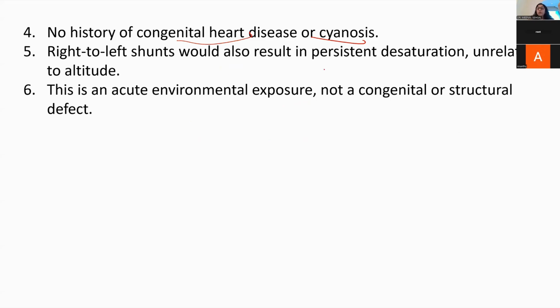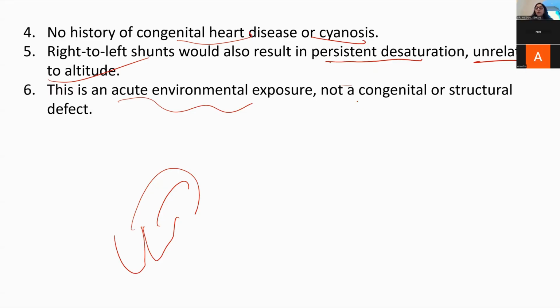Right to left shunt would also result in persistent desaturation unrelated to the altitude. So in case of right to left shunt, like in TOF you have seen, there is an aorta overriding the right and the left ventricle. So irrespective of the altitude, this right to left shunt will keep on going. Now this is an acute environmental exposure, not a congenital or a structural defect. So this case is just because of sudden rise to height 14,000 feet.